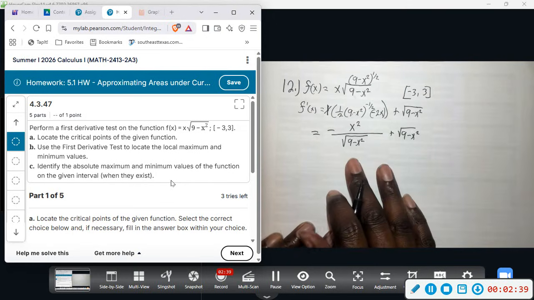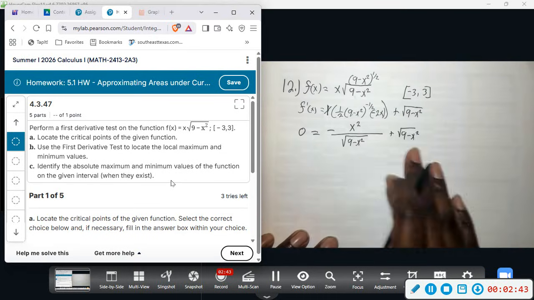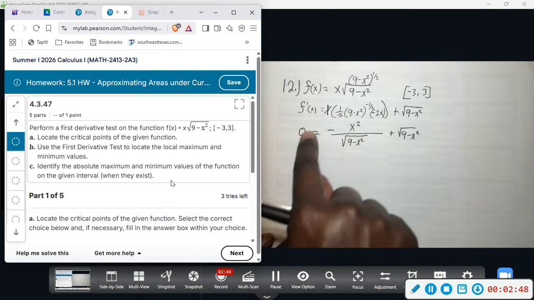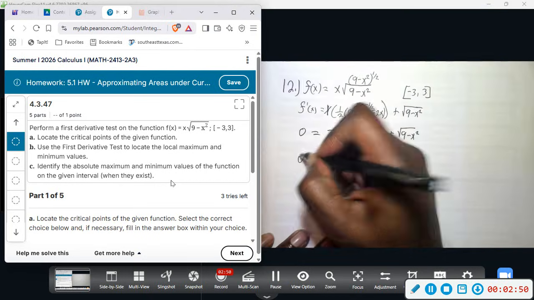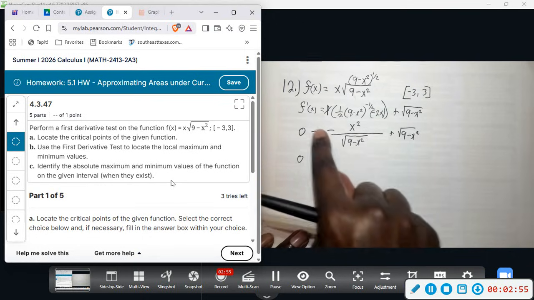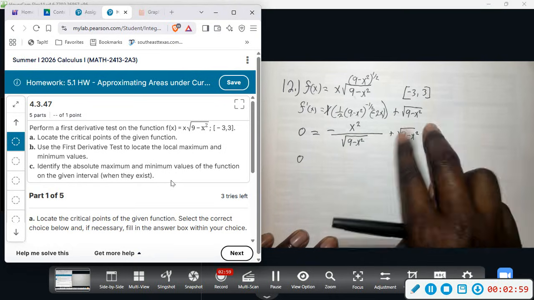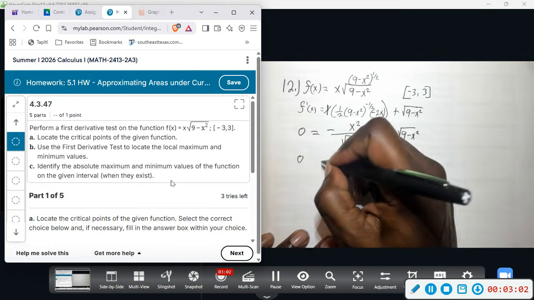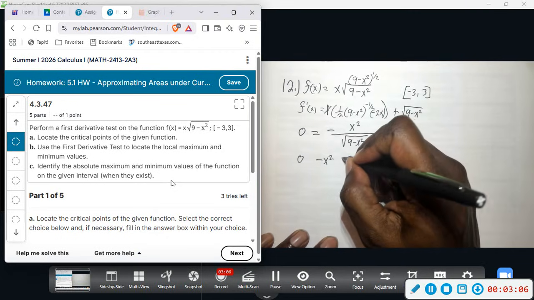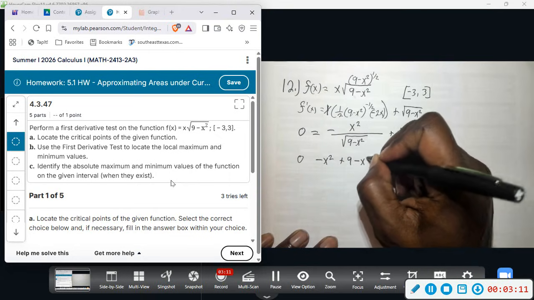All right, so here's our derivative. We're going to set it equal to 0. To simplify a little bit, I'm going to multiply by the denominator to get rid of that. You multiply times 0, you still get 0. Multiply the square root of 9 minus x squared times this fraction, it cancels out on the bottom. And then multiply it times here, it gets rid of the square root, it becomes squared. And we end up with -x squared plus 9 minus x squared.